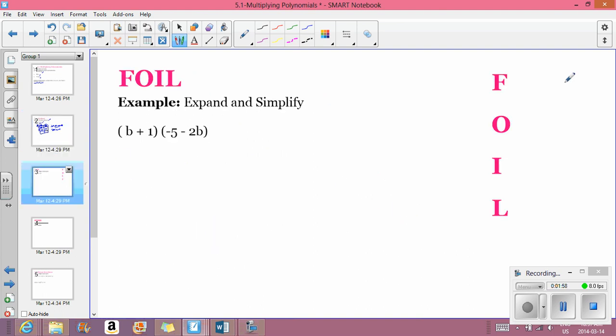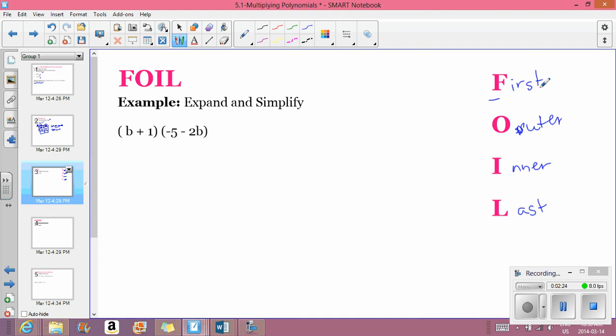Another method is with FOIL. So this is one you'll hear is very common. FOIL is just a strategy. It doesn't actually necessarily imply the distributive property, because it only works if it's a binomial and a binomial. But either way, F stands for first, O stands for outer, I is for inner, and L is for last.